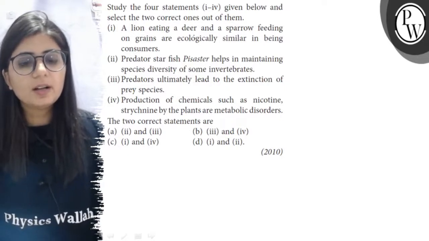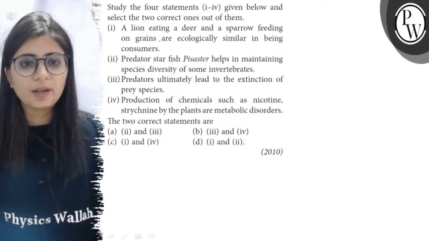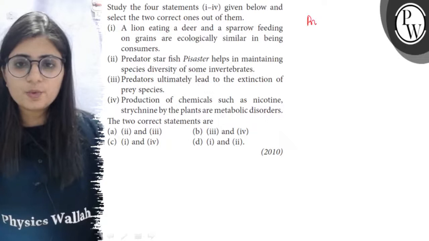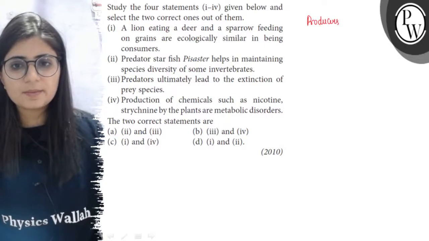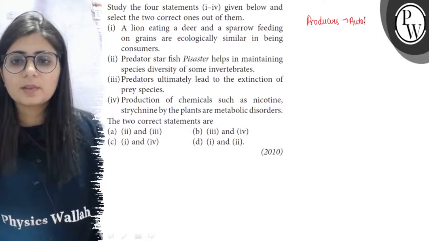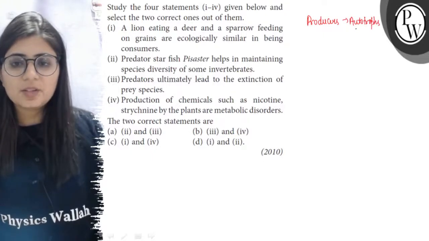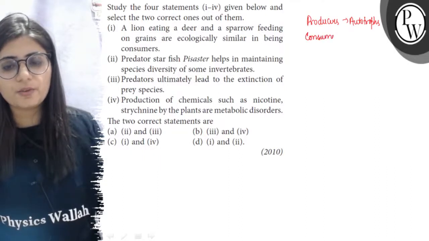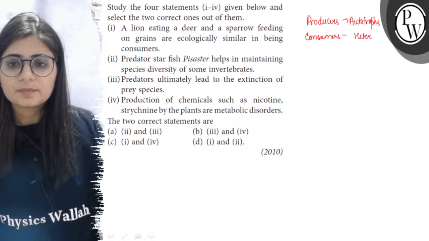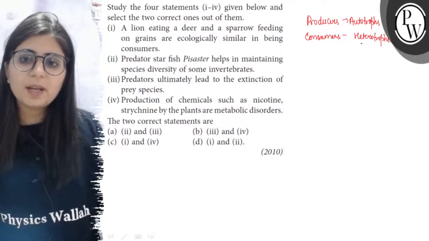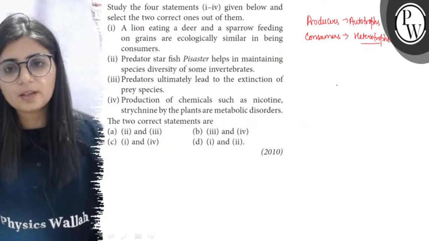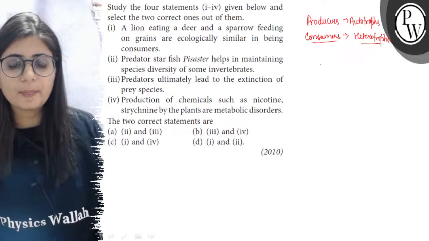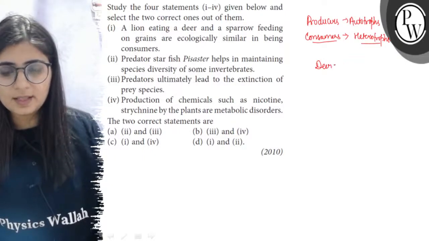A lion eating a deer and a sparrow feeding on grain are ecologically similar in being consumers. So this is true because there are two types of organisms. One is producers, it means the autotrophs, while the other category consumes the other organisms, they are the consumers or the heterotrophs. The organisms which do not make their own food and depend on others for their nourishment are called the consumers.